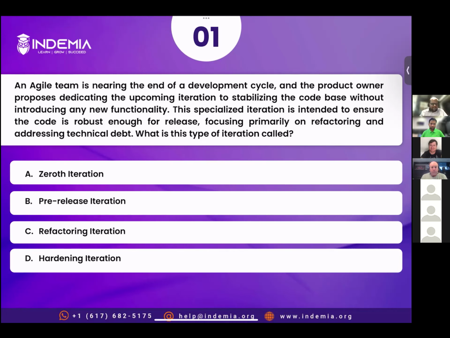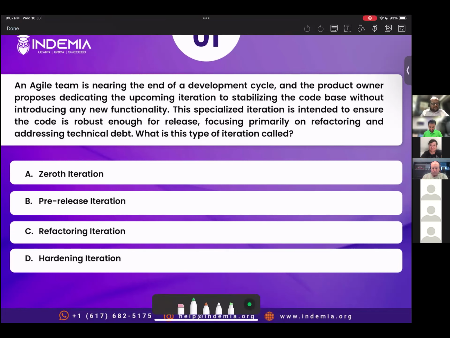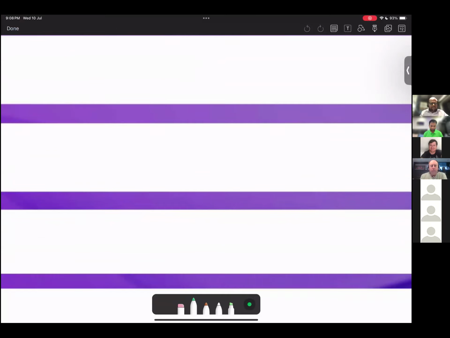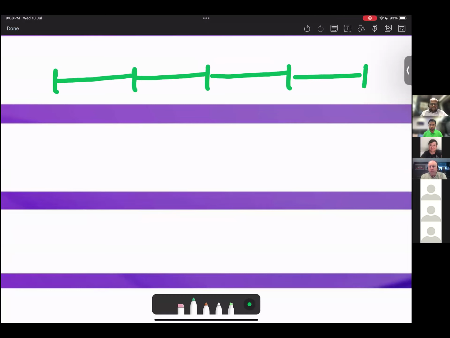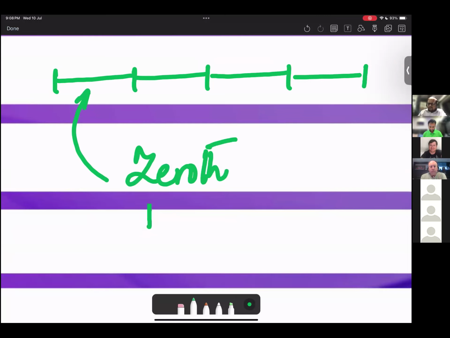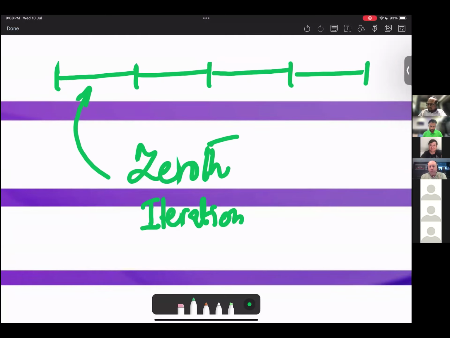So correct answer is option D. It's hardening iteration. So in a release, we start a release with the 0th iteration. So for example, in a release, if we have multiple iterations, let's suppose, iteration 1, iteration 2, 3, 4, and so on. So this first one is called 0th iteration, where we do some sort of preparations, right? And after 0th iteration, we have iteration 1 where we actually perform the work, iteration 2 we perform the work, and the last one is called hardening iteration.